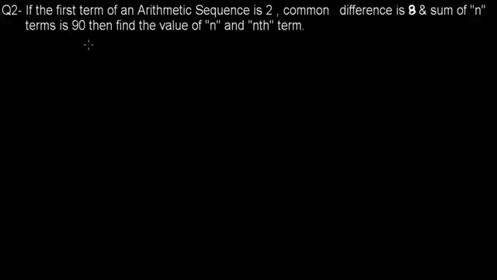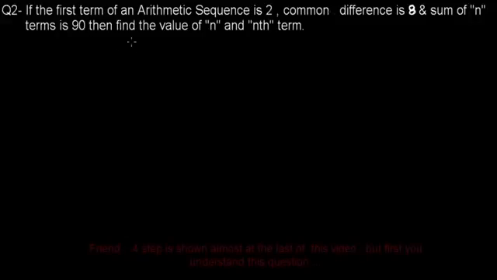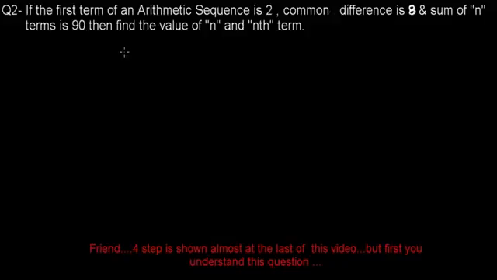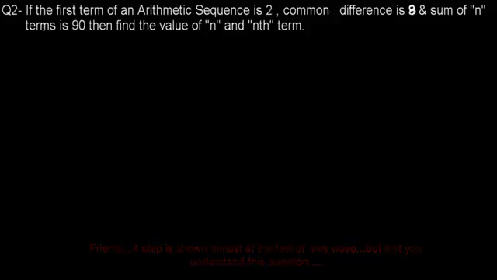Here I have another arithmetic sequence question that often comes in examinations, where you need to find the n and the nth term. All right, so let's read the question first. If the first term of an arithmetic sequence is 2 and the common difference is 8, and the sum of the n terms is 90, then find the value of n and the nth term.